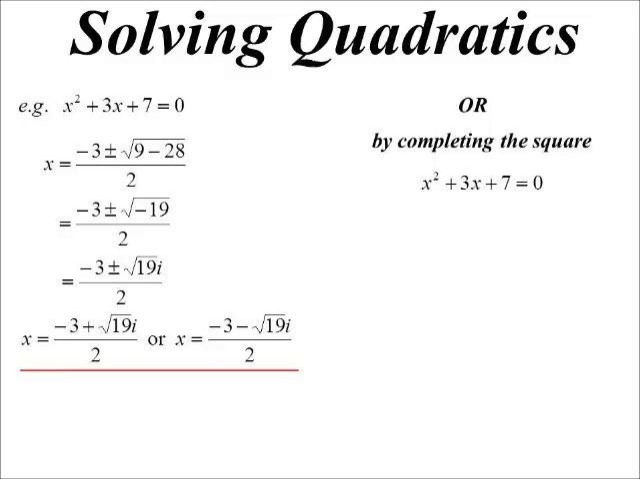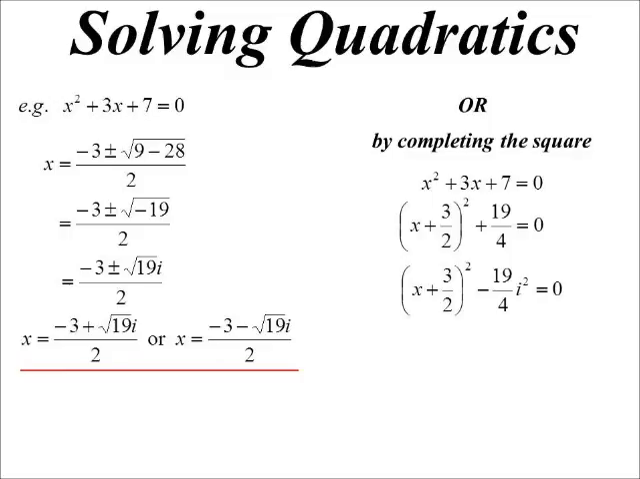Another way you could do that now is by completing the square. Every quadratic equation now can be solved by completing the square, because every quadratic equation can be written as the difference of two squares. x squared plus 3x plus 7. If I was going to complete the square, I'd say x plus half the coefficient of x, so 3 on 2, all squared. But if I was to expand that out, I'd get 9 on 4. I want 7. So I need to add another 19 on 4.